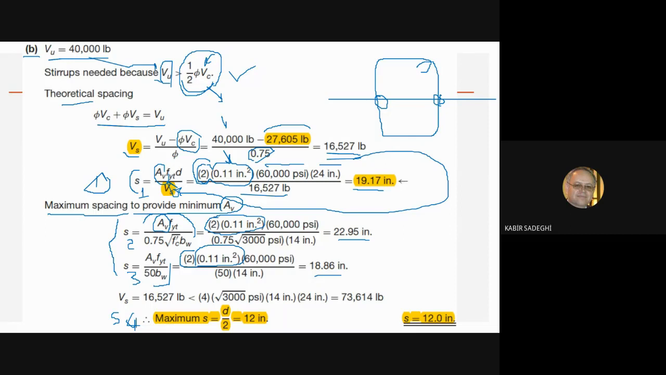S4, you remember that we compared Vs given with a value 4 times something like that. You see that Vs is something about 16,000, is less than 73,000 calculated from this equation. Therefore, according to the table, we have S equals S4 equals D over 2. If we calculate, it is 12. Therefore, now we have 4 values: 1, 2, 3, and 4.